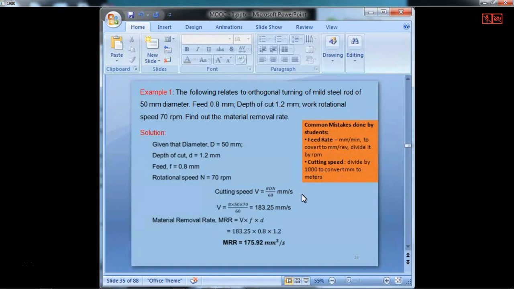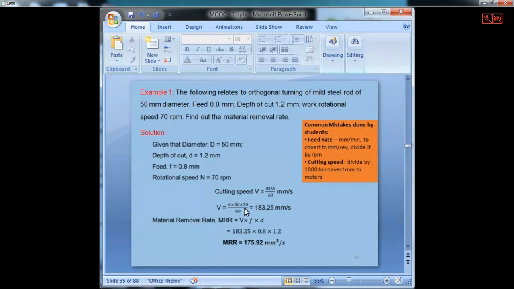So you see different types of formulas in the textbook. Don't get confused. In some places it will be like pi d n by 1000. In other places you see pi d n by 60. In some other places you may also see pi d n by 60 into 1000. So don't get confused, be careful with the units.